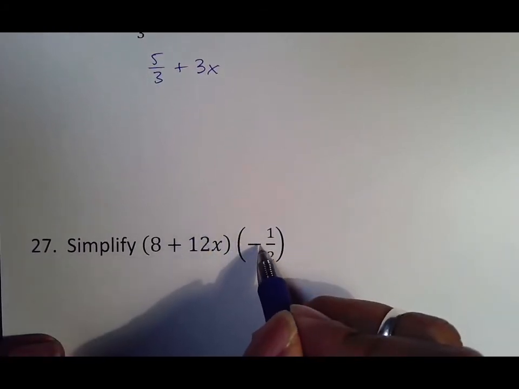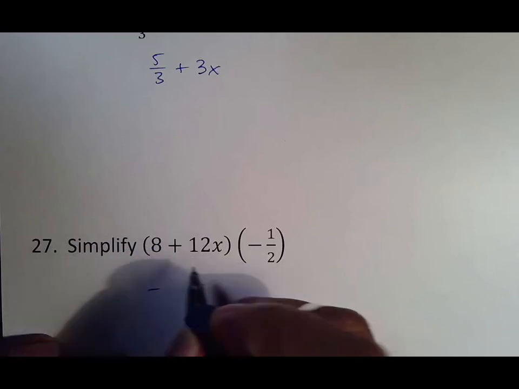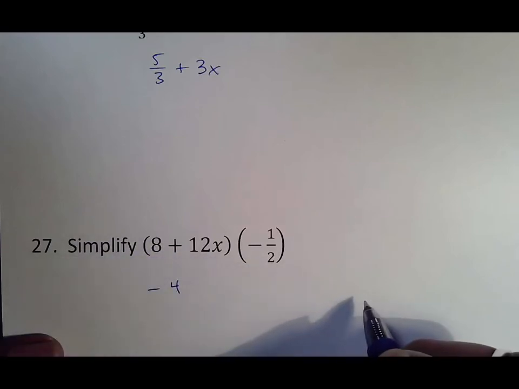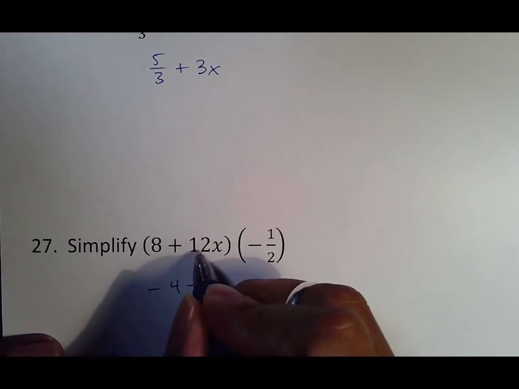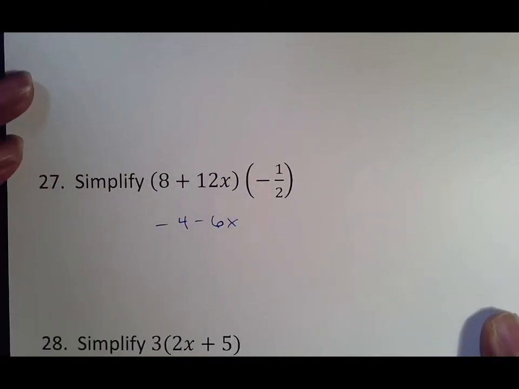On this one, remember that the 1/2 is going to switch both of those signs. So the sign switches, and then you can do 8 divided by 2, which is 4. Again, the sign switches, and you can do 12 divided by 2, which is 6, and then attach your x. All right.